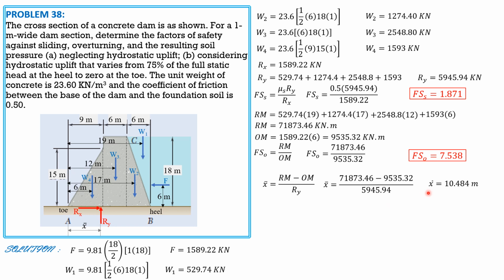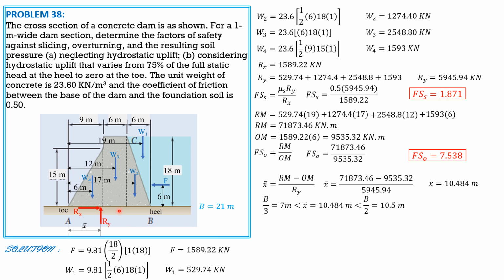This bar X is greater than B over 3, which is 21 over 3, 7, and it is less than B over 2, which is 10.5 meters or 21 over 2. So that means this is a good design, and Ry is just closer to the toe by a little bit, but it's almost at the midpoint of the base.